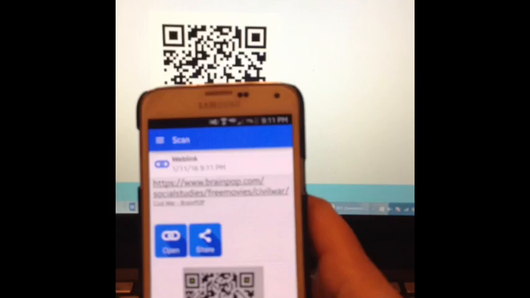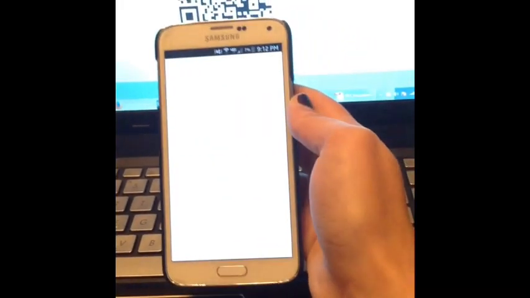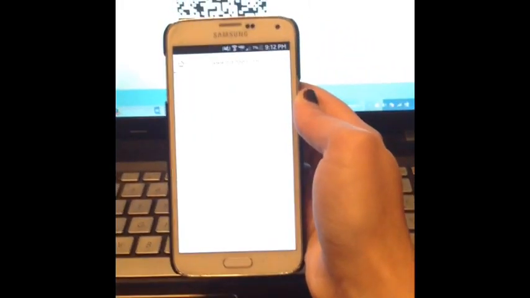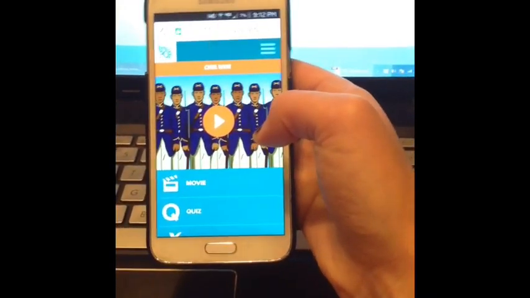This will scan it, and it will open up to a link, and you just click open. For this example, I chose to link this QR code using qrstuff.com to BrainPop. So here you have access to the video that we just watched.